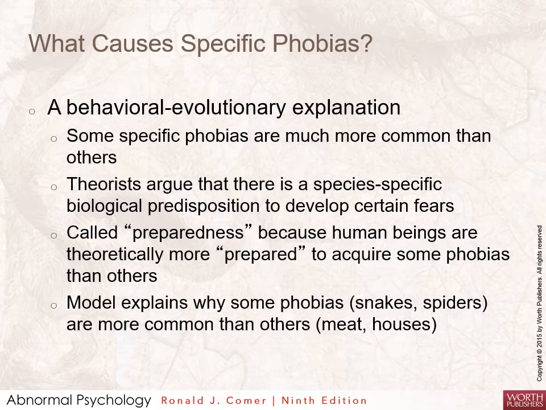Some phobias are much more common than others due to an evolutionary principle, and that's what's called biological preparedness. So human beings are more prepared to acquire some phobias than others. For example, fear of snakes, fear of spiders are very easy to develop, whereas fear of meat or houses is much more difficult, because there's no survival element with a fear of meat or a fear of houses. There's a definite survival element with a fear of snakes.